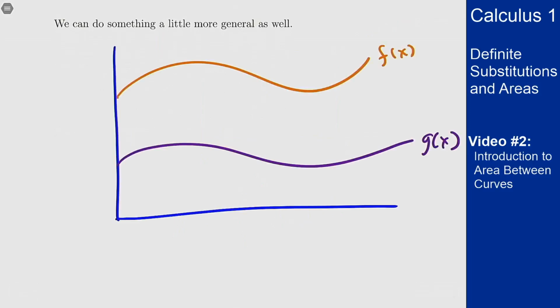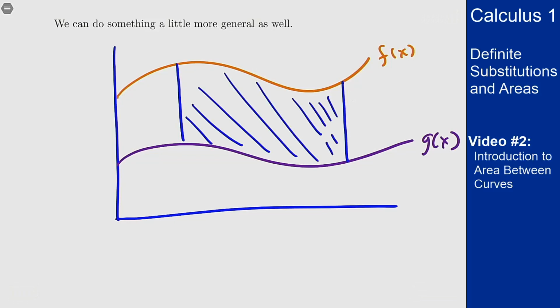We can do something a little more general than this that isn't too much harder to see. And the idea there is, what if I have two functions and want to find the area between them? So I have two functions f and g, and say I want to find the area of this region in here. Well, how can that be done?